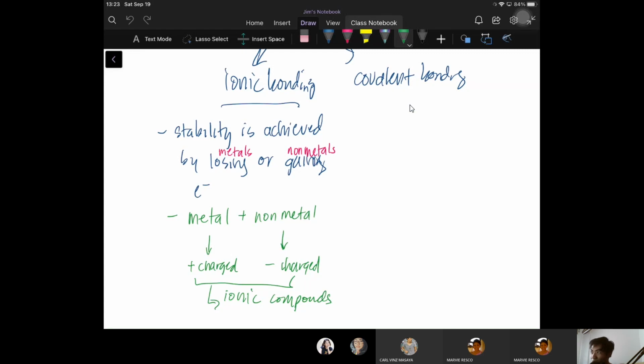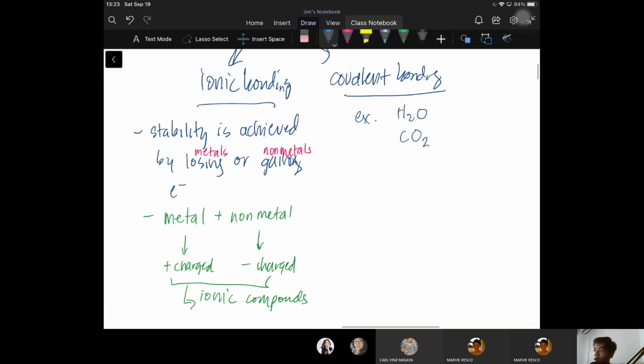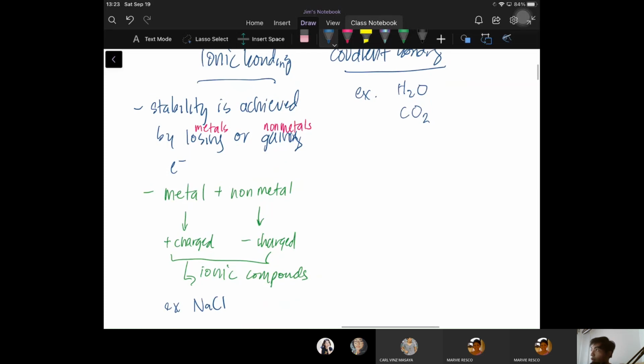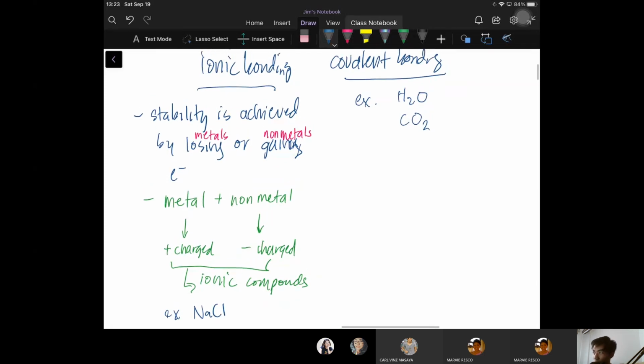No? Punta tayo sa concept ng covalent bonding. So ano meron sa covalent bonding? Let's have, for example, H2O, CO2. Example dito yung asin, ha? Okay. So let's look na. H2O, CO2. Ang hydrogen ay non-metal. Ang oxygen ay non-metal. Ang carbon ay non-metal. Ang oxygen ay non-metal, no?